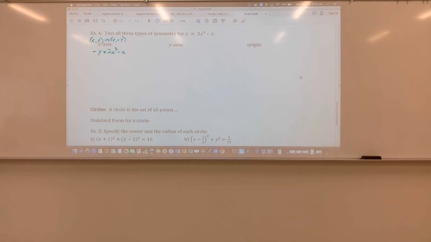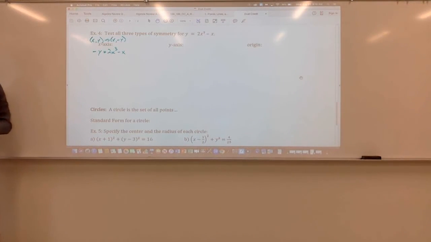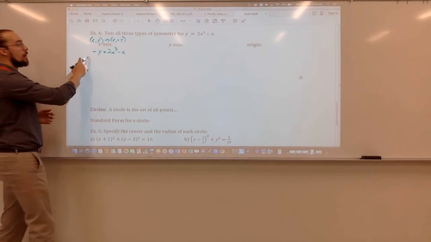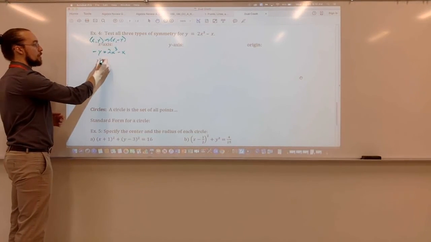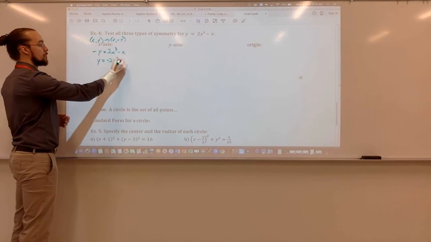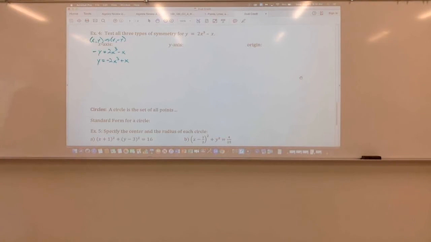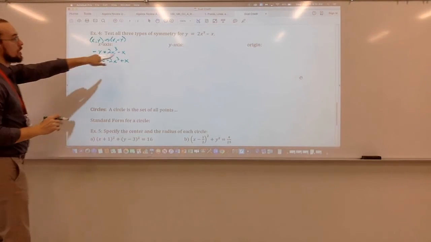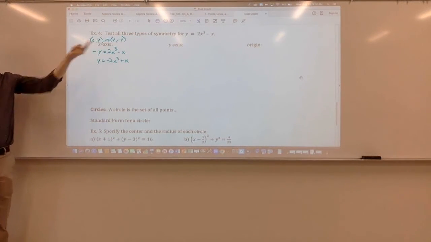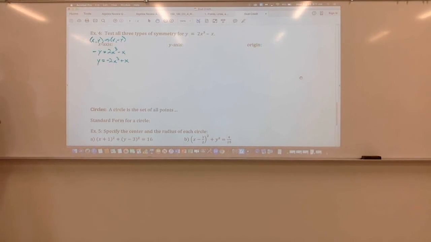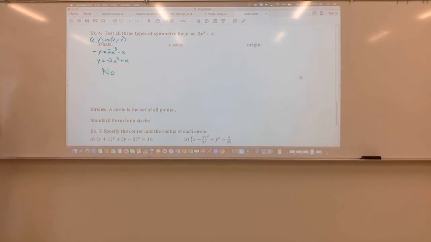And now I want to solve for y again. To solve for y, I'm just going to divide both sides by negative 1. So I have y equals negative 2x cubed plus x. Now, what we want to look for is if we end up with the same equation that we started with. Do I end up with the same equation that I started with? No. That means that this does not have symmetry across the x-axis.